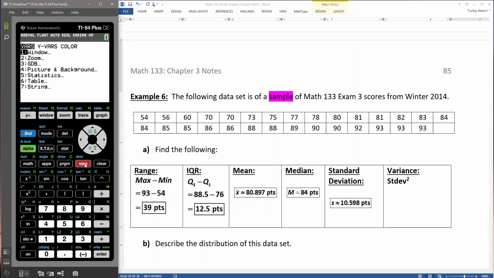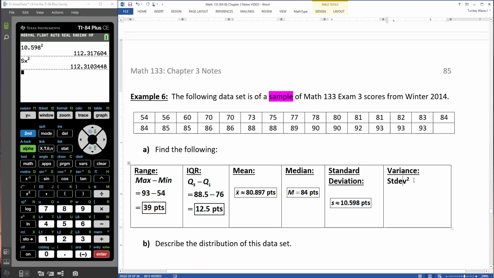If I do the variables, number 5 statistics, number 3 Sx, and square it, it'll be a little bit more accurate in terms of decimal places, so that's 112.32. Honestly, I don't mind either one you want to use. It's fine with me. But there you have it.